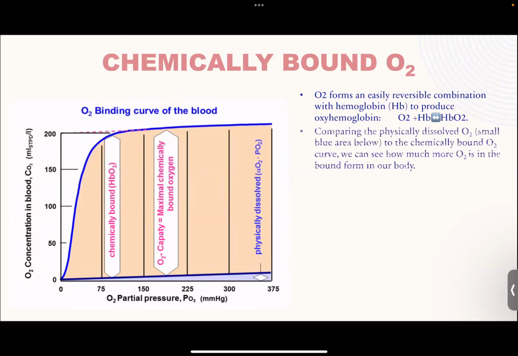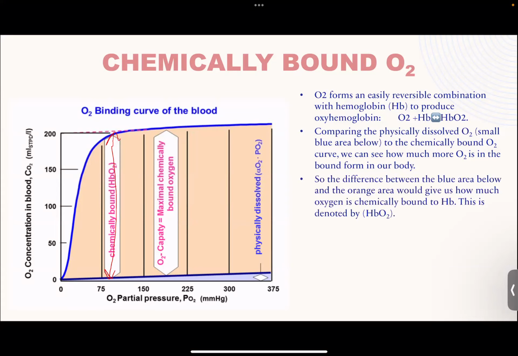And if you compare the small physically dissolved part, this little blue area in the bottom, to the orange area, you can see how much is chemically bound, right? So that's basically what this whole thing is representing. It's showing you the difference. So basically the difference between this blue area below and this is going to tell you how much is chemically bound inside the body. The oxygen concentration in the blood is related to the partial pressure of the blood. We saw that in Henry's law as well.